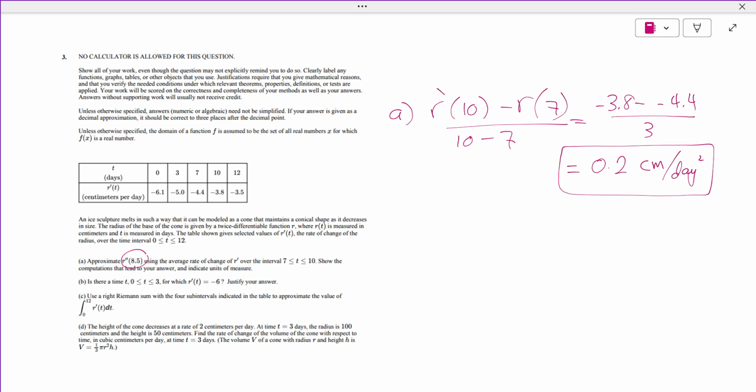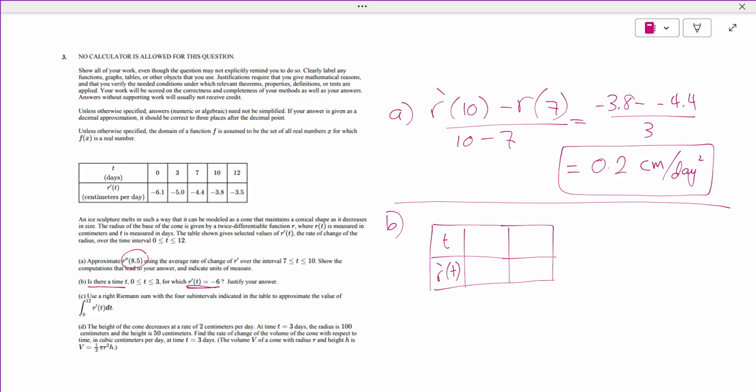That is the first part. Now, the second part: is there a time from 0 to 3 for which R prime of T equals minus 6? Well, here, if you look at only specific values, like what? The two given in the interval 0 and 3.